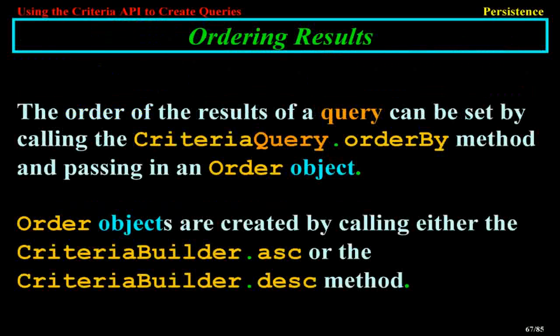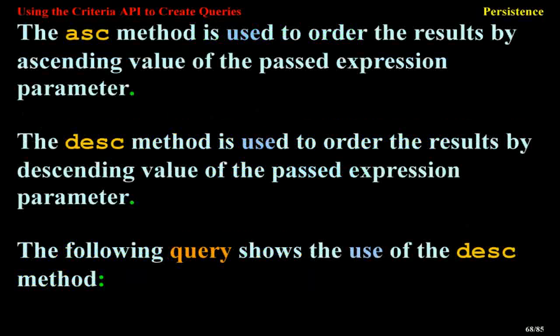Ordering results. The order of the results of a query can be set by calling the CriteriaQuery.orderBy method and passing in an Order object. Order objects are created by calling either the CriteriaBuilder.asc or the CriteriaBuilder.desc method. The asc method is used to order the results by ascending value of the passed expression parameter. The desc method is used to order the results by descending value of the passed expression parameter. The following query shows the use of the desc method.